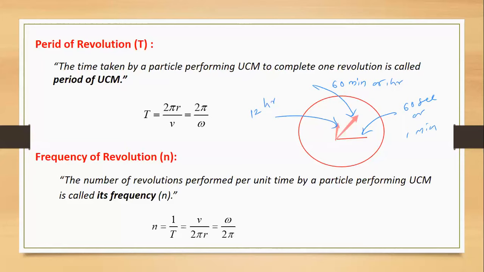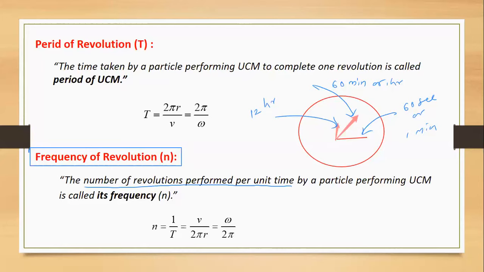Now the next one is frequency of revolution. What is frequency? It is the number of revolutions performed per unit time, or number of revolutions per second. The number of revolutions performed per unit time by a particle performing uniform circular motion is called frequency. In 1 second, if the particle completes circular motion 2 times, then 2 is the frequency.